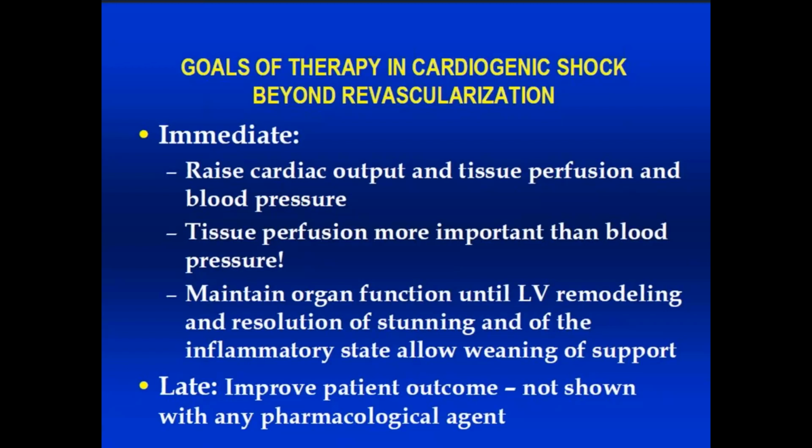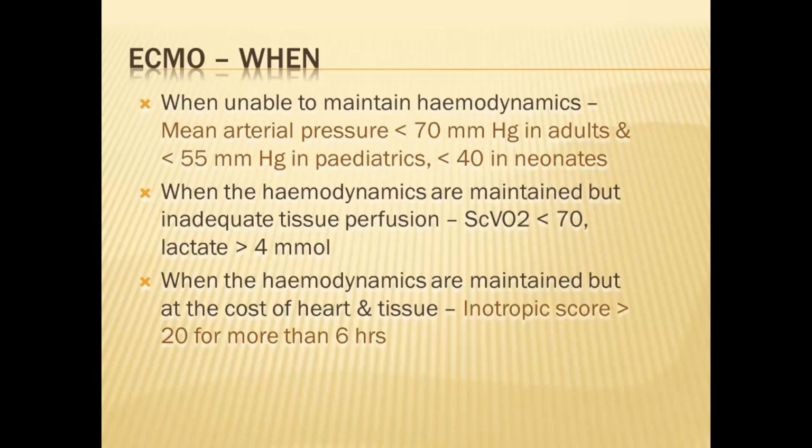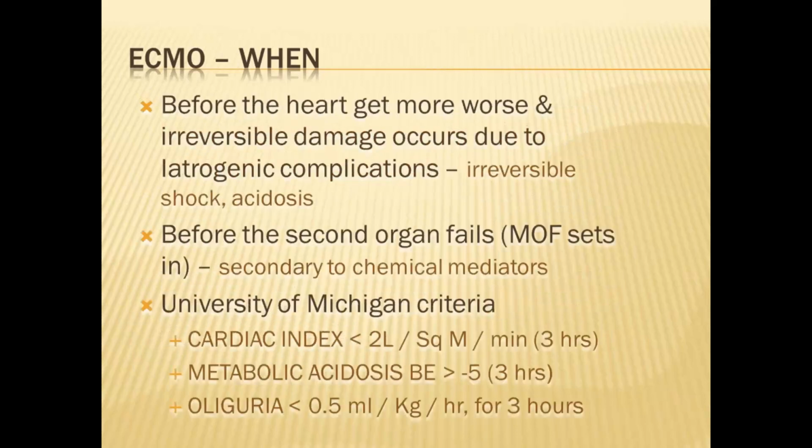What is most important is not only the cardiac output, but also the tissue perfusion. So whenever you think about ECMO as an indication for cardiac failure, not only the mean blood pressure is considered, but even the lactate levels and the venous saturation are essential, because they tell you about tissue perfusion. So you should think of ECMO when the mean arterial pressure is less than 70, in pediatrics and neonates less than 55 to 40, when the venous saturation is less than 70, or the lactate is more than 4 millimole, because tissue perfusion is not good, or when the inotropic score is more than 20, you should start thinking about using it.